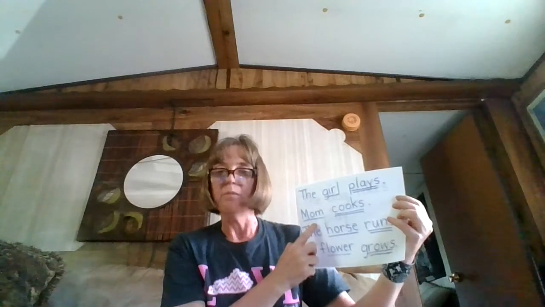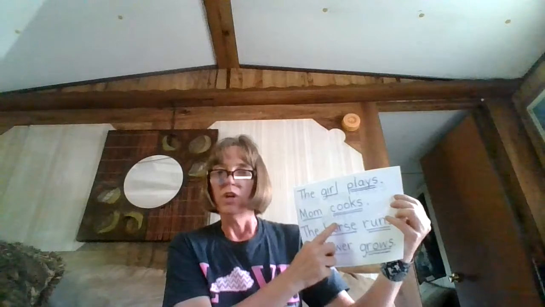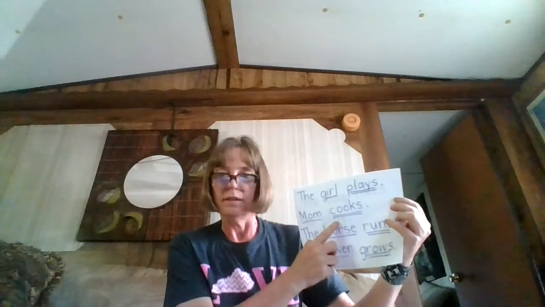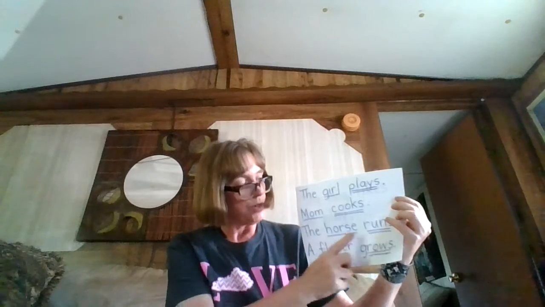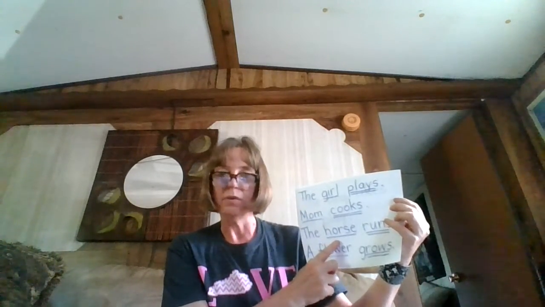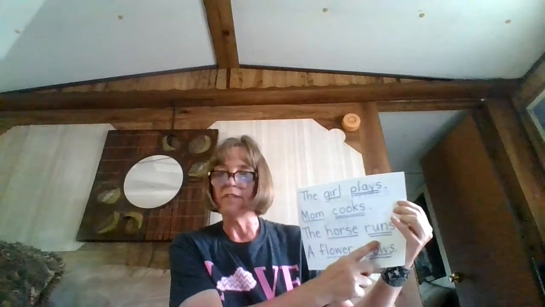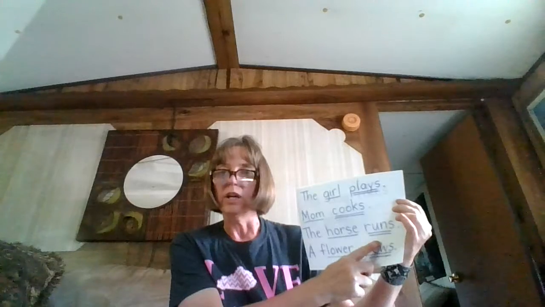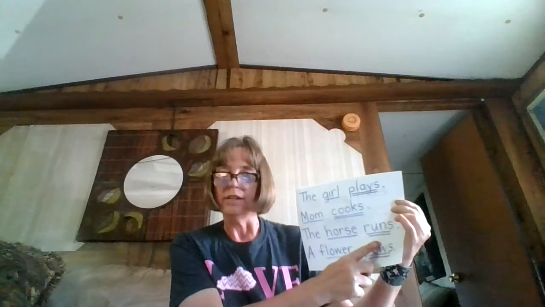Okay, your second sentence says mom cooks. Mom is my noun because it names a person. Cooks is the verb that tells what she is doing in the sentence. The horse runs. Horse is my noun, names an animal. Runs is my verb because that shows what the horse is doing. It runs.